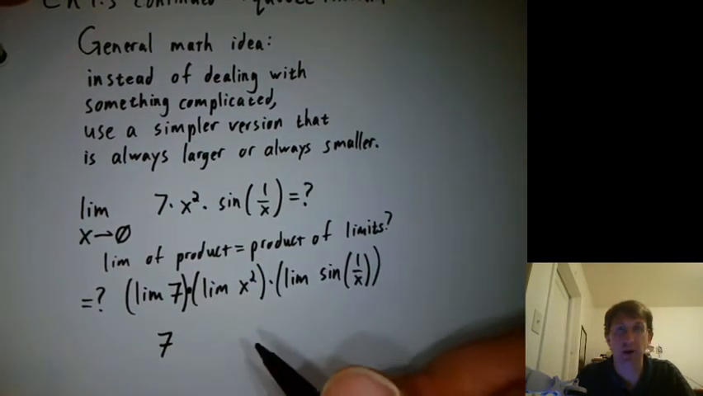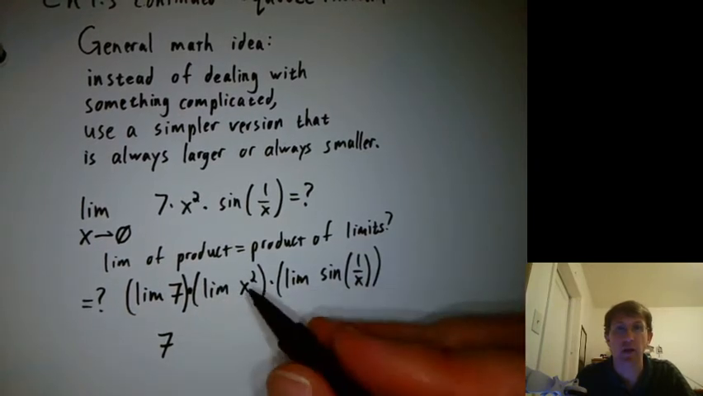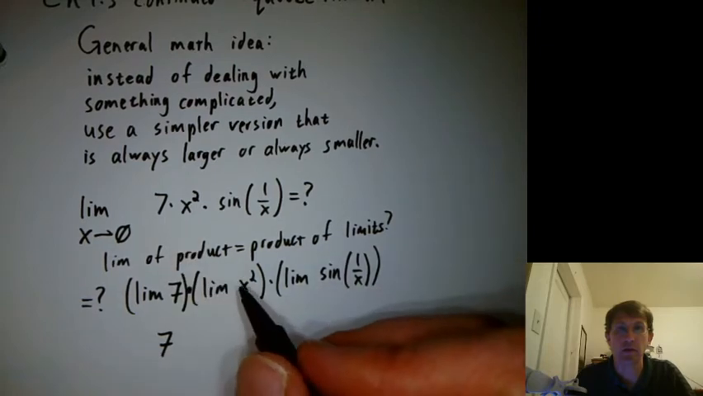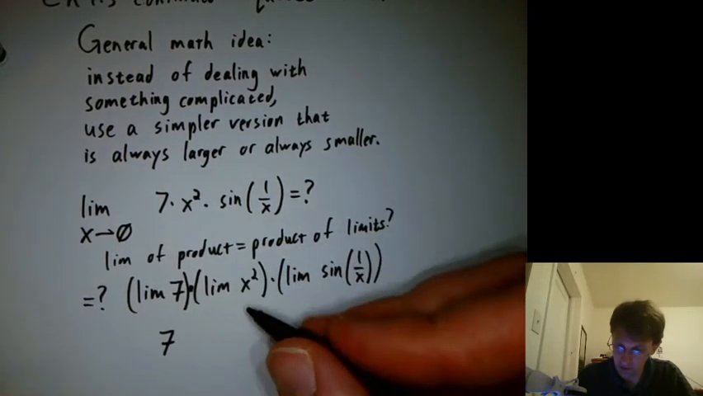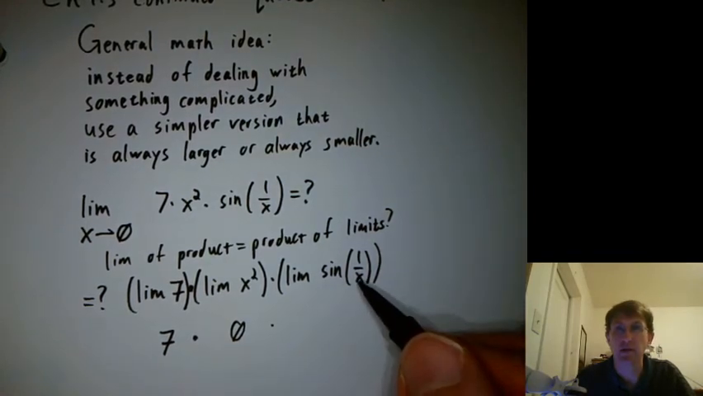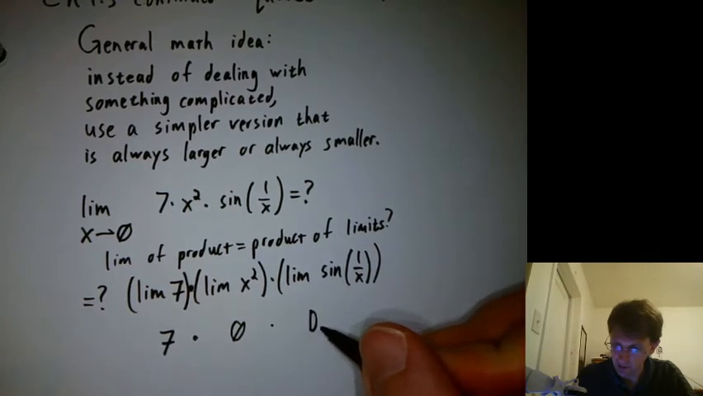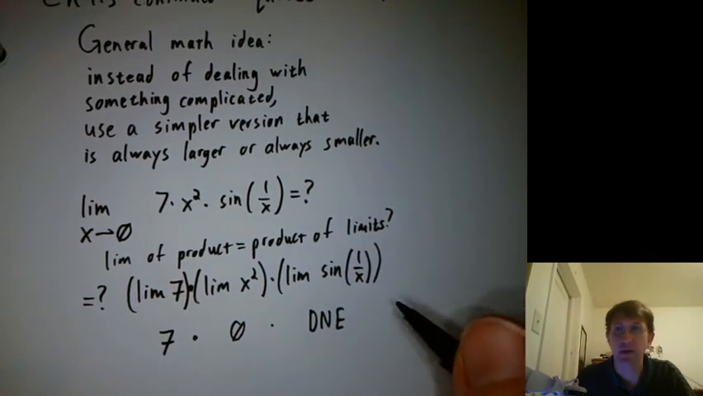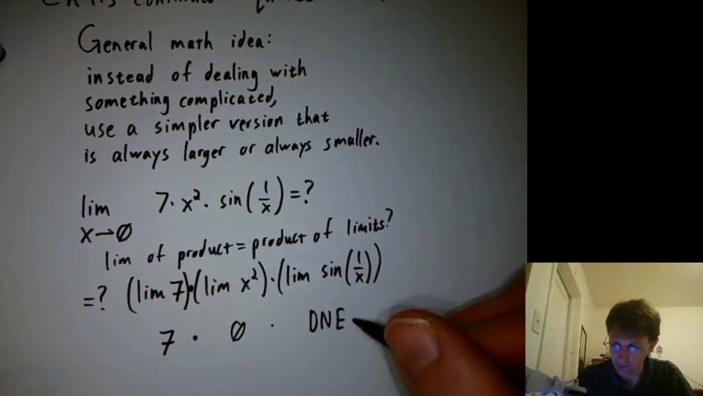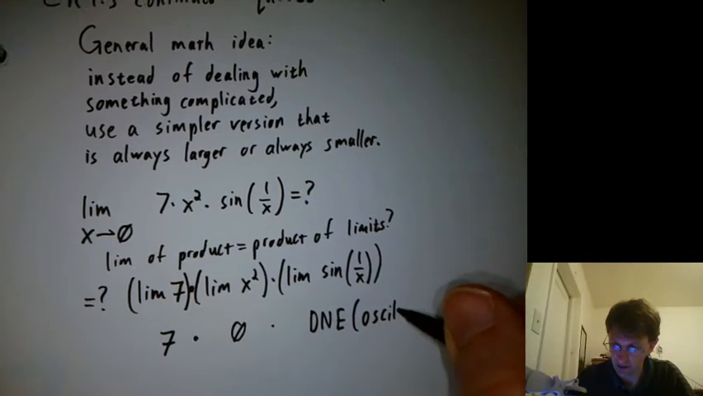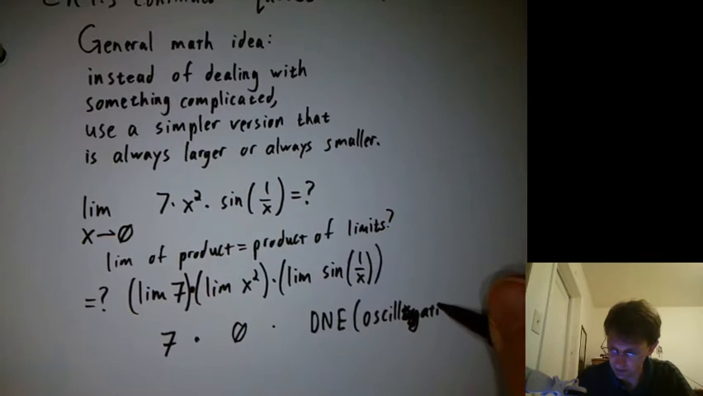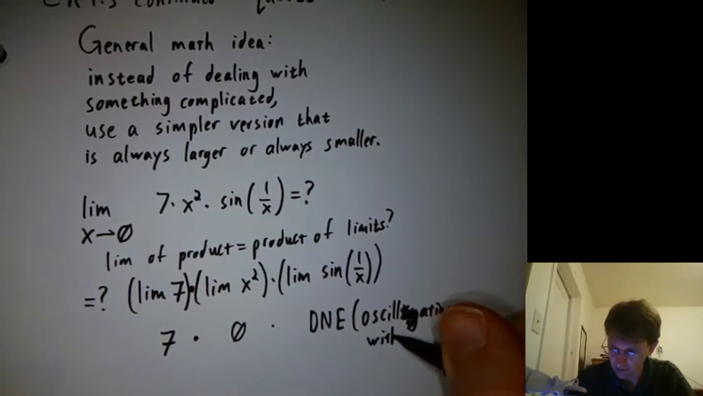So what is the limit of 7? Well, how does 7 behave as x goes to 0? It's 7. What's the limit of x squared as x goes to 0? For a polynomial, you can plug in whatever x is going to, so you get 0. And then what's the limit of sine 1 over x as x goes to 0? That's one we've looked at before. Remember, that one did not exist because it was oscillating without settling down. So we'll write what kind of a DNE it is: oscillating without settling down.